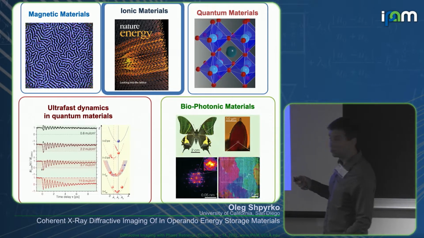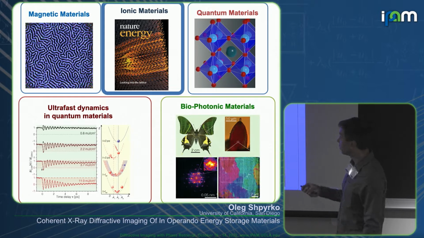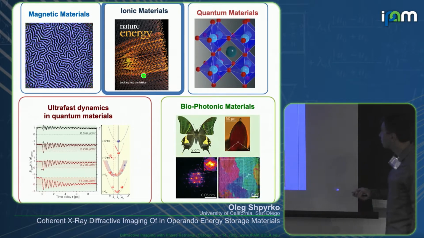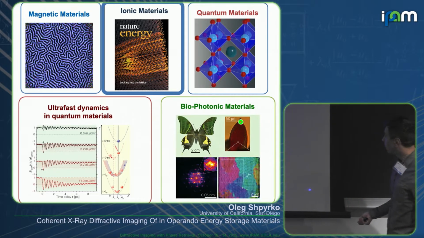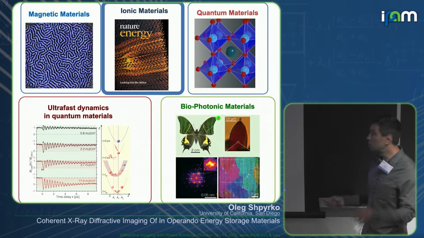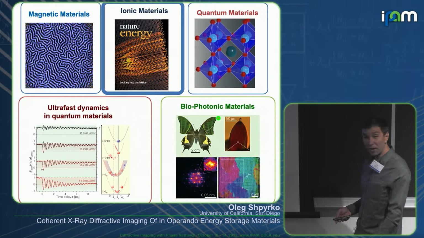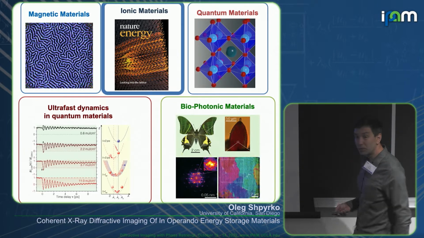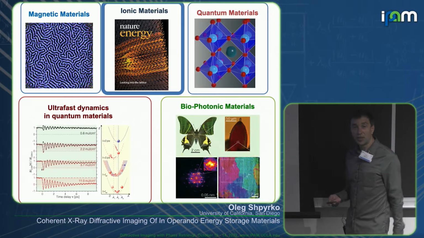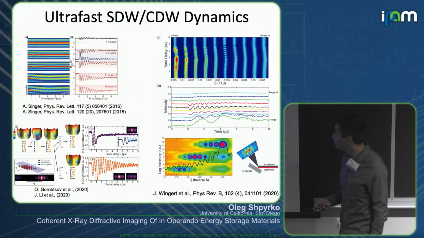We also, instead of doing just imaging or slow dynamics, have been applying XFELs to study ultrafast dynamics. And then on occasion, we do work on some weird offshoots, for example biophotonic materials, butterfly wings, literally, which are photonic materials made by nature. And these are all studied by various X-ray techniques in my group.